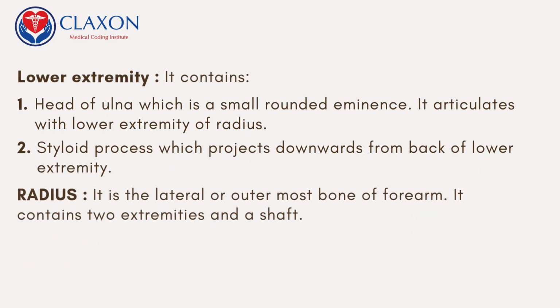Lower extremity, it contains head of ulna which is a small rounded eminence. It articulates with lower extremity of radius. Styloid process which projects downwards from the back of lower extremity. Radius, it is the lateral or outermost bone of forearm. It contains two extremities and a shaft.